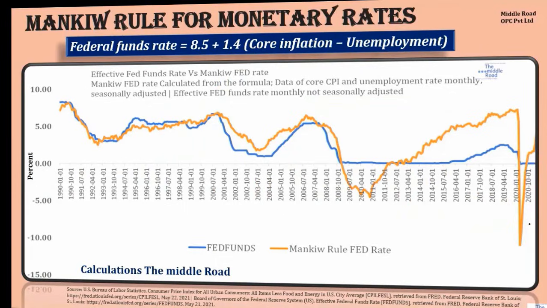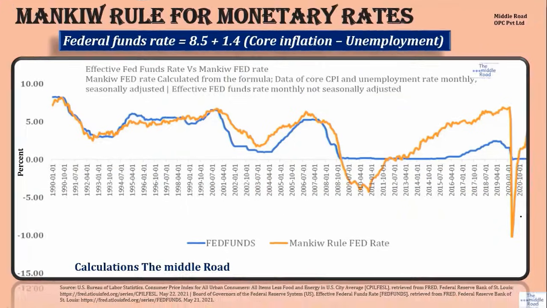So, Mr. Mankiw, like I talked about, the economist Mankiw, has come out with his own rule. He has said that the Fed funds rate is equal to 8.5 plus 1.4 times core inflation minus the unemployment rate. The only thing is that the data for core inflation and unemployment is seasonally adjusted. Both are monthly rates, whereas the Fed effective funds rate was not seasonally adjusted. If you look at it, it moves very close until we see this inflection point where, according to the model, the rate should be much higher than what it is right now.